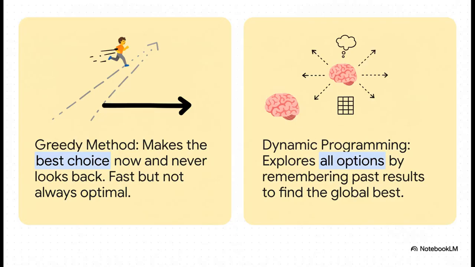So this is a big one, because people get greedy and DP mixed up all the time. Here's the key difference. A greedy algorithm makes a choice, commits to it, and never looks back. Dynamic programming is more patient. It explores all the options at each step to build up the perfect solution from the ground up.